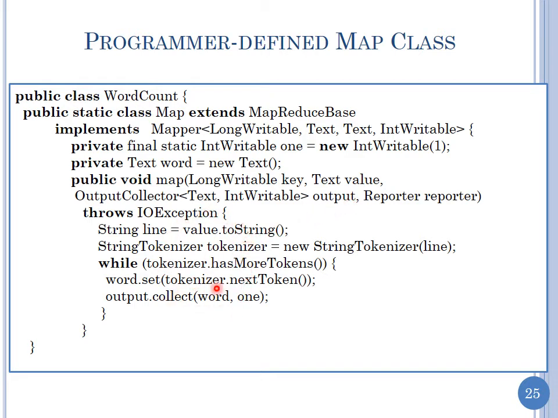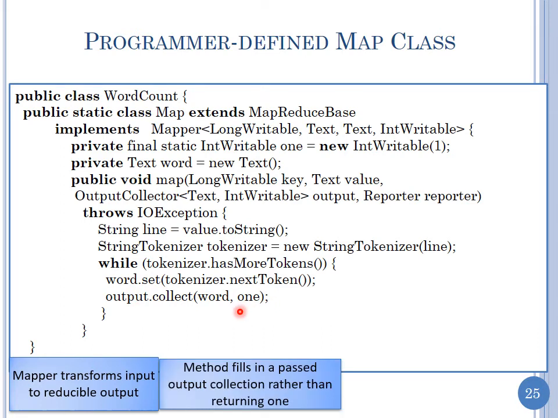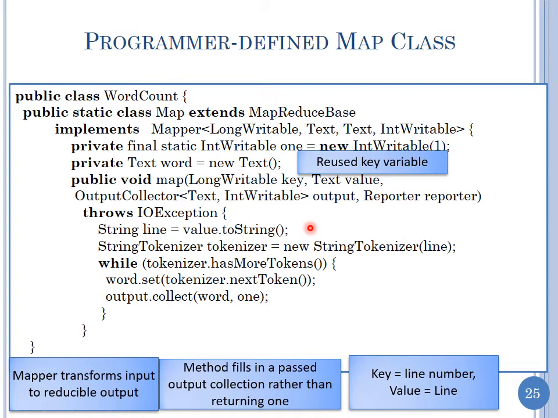So you see how this is faithfully doing what I abstractly showed in the previous slide. The mapper transforms input into reducible output. The output happens to be this collection of key value pairs. The method fills in a passed output collection rather than returning one, and the key is the line number, and the value is the line in the input. And we have reused the key variable here, so that we don't have to allocate this text again and again.